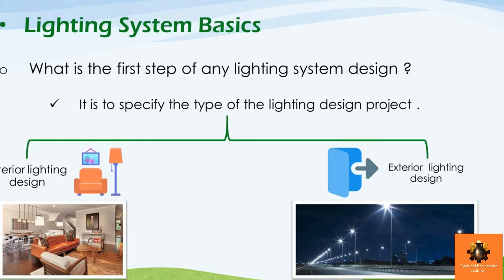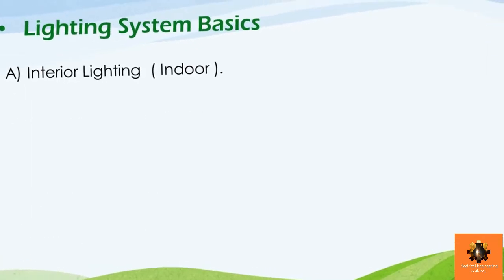This is because the steps of the outdoor designs are different from the steps of the indoor design. For example, there are some lamps that are used outdoor, but we don't use them indoor. Also, there are some lamps that are used in the interior design, but we cannot use them for the exterior design. This is because those lamps are designed mainly to be used for the indoor design, not the outdoor. So if we specify the type of the design to be interior or exterior, the next step will depend on that type. Alright, now let's start with the interior design.